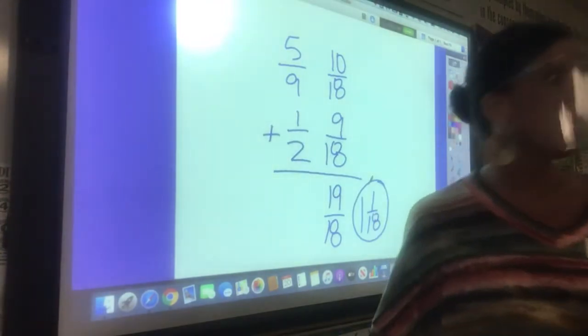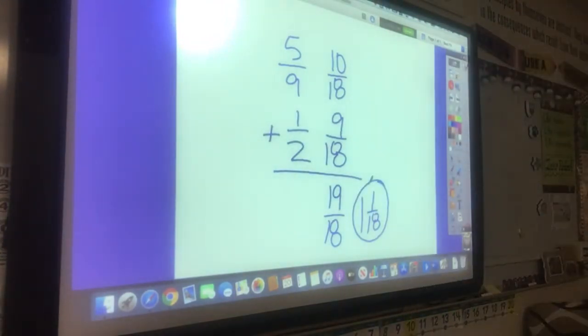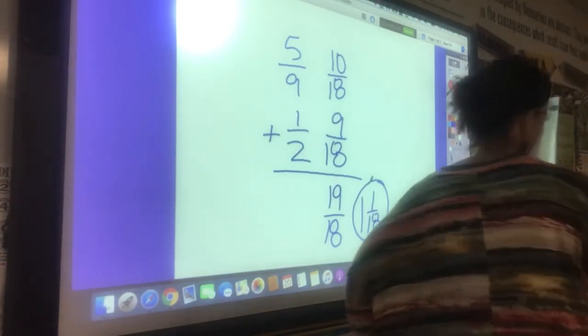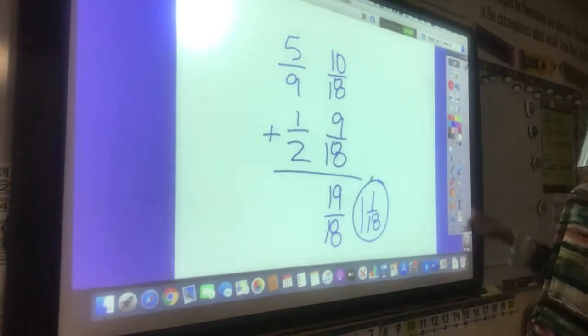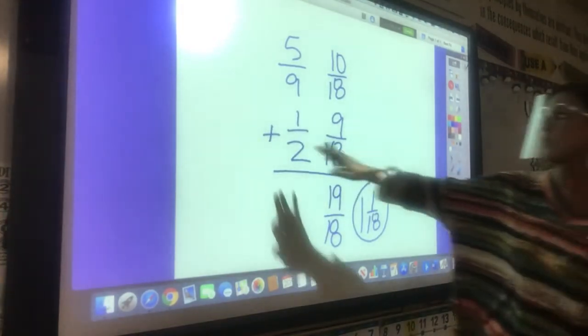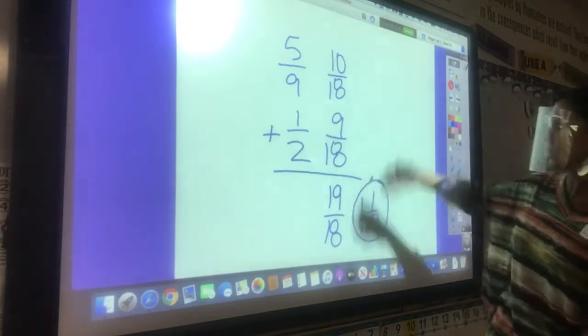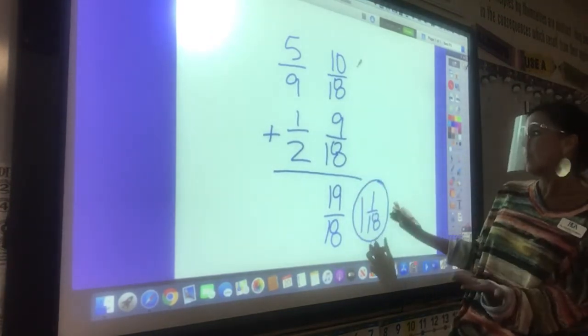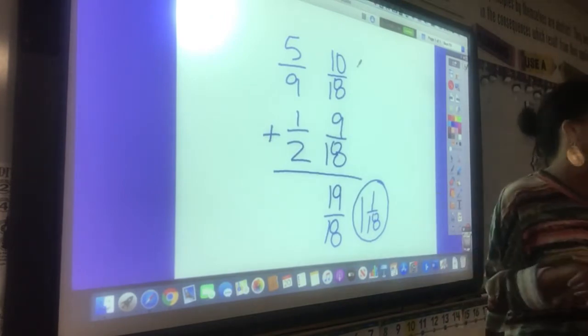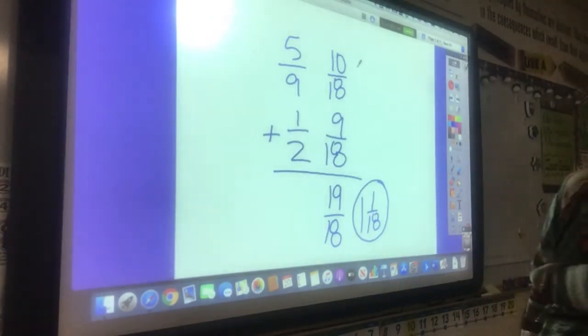Okay, so you've seen all three things that can happen. You could get an answer that doesn't need to be reduced. You could get an answer that needs to be reduced. Or you could get an answer that is improper. We gotta switch it to a mixed number. Okay, and subtraction is the same thing. It's just you'll subtract instead of add. So like if this were a subtraction problem, you would have done 10 minus 9, which is 1. It would have been 1/18. Okay, if it were subtraction.